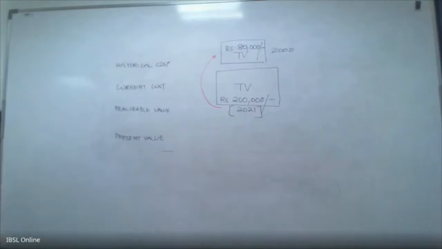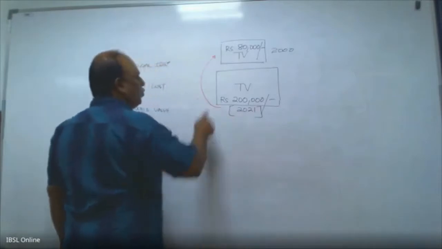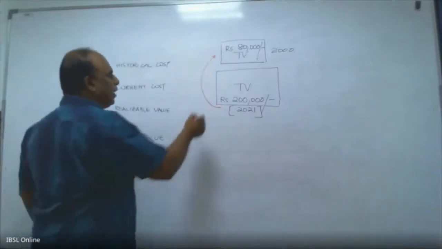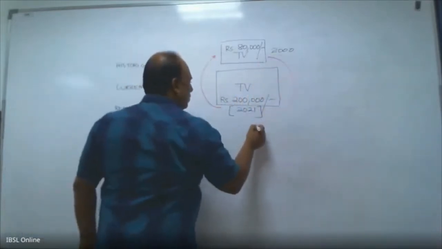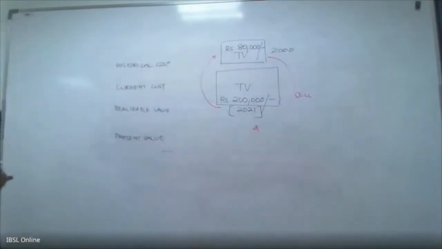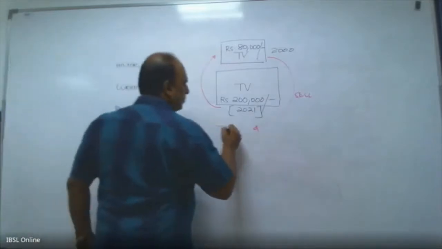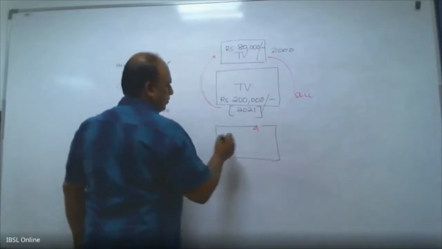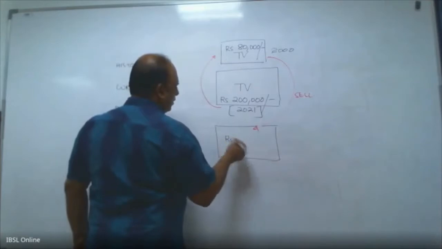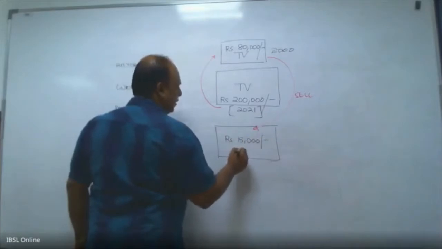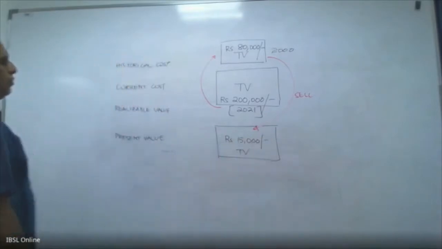Okay. Now you are in 2021. So you want to get rid of this TV and you want to buy this. So you have decided now to sell this. What is the value that you expect when you sell this? Let's say you get, it is very unlikely, you get 15,000.